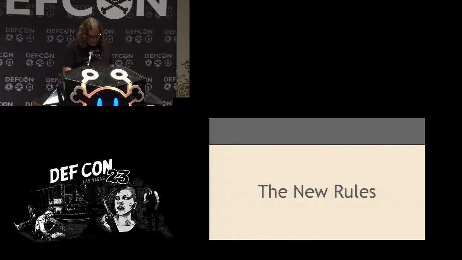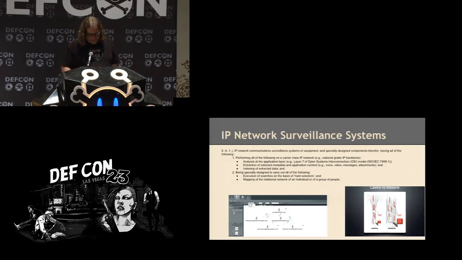So we're going a little slow here. We want to talk about the new rules and provide you some background because nobody in the past two talks has really just sat down and explained exactly what is being proposed here. So we're going to do that, and we'll start with the IP network surveillance controls, which are not as controversial as the intrusion software controls.